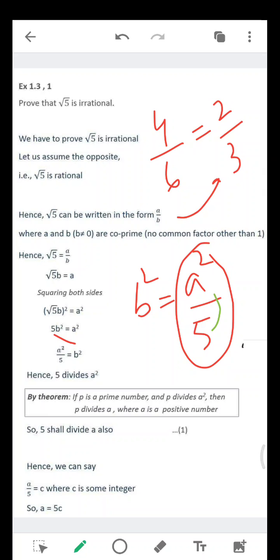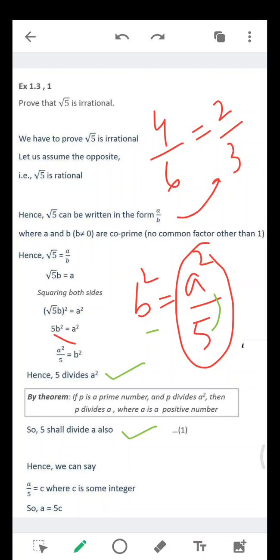So I can say that as 5 divides a square and it is giving some integer like b, then 5 shall divide a also. So when 5 divides a square, 5 divides a also. We assumed a and b are co-primes, but you see 5 is dividing a here. Hence we can say that a by 5 is equal to c, where c is some integer.